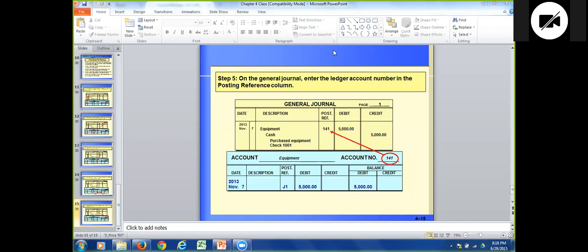Yeah, it depends on the general journal. You could have a credit to equipment to decrease equipment. It just all depends on the general journal entry. So yes, it can be a debit or a credit. It just depends on the individual transaction.